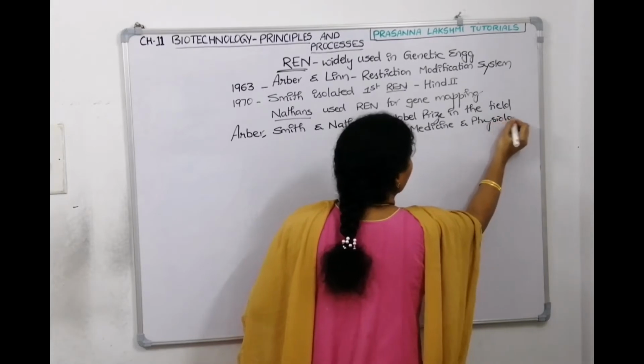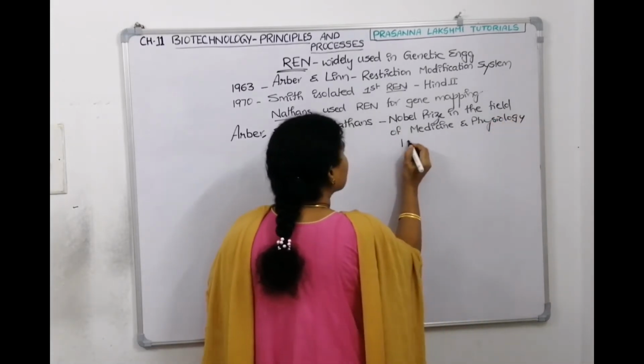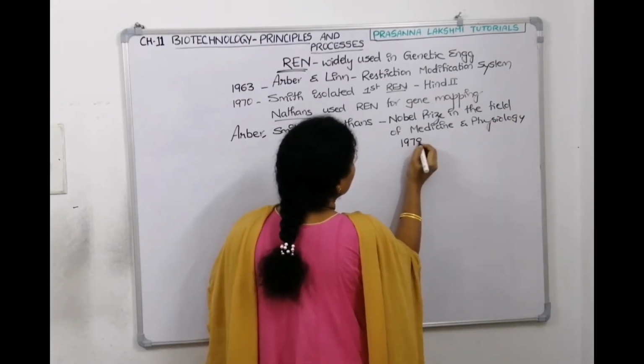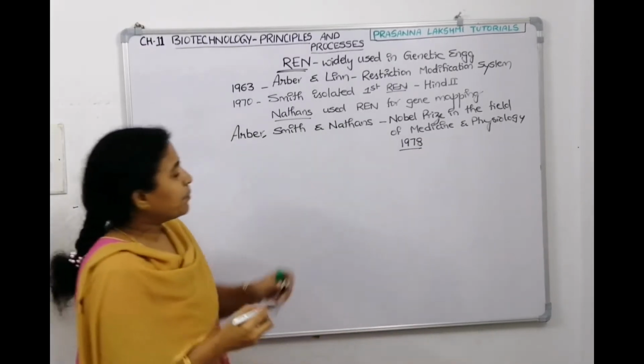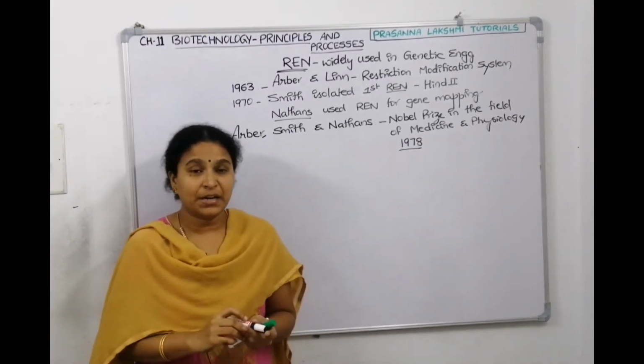Children, in which year did they get the Nobel Prize? These three people got the Nobel Prize in the year 1978.